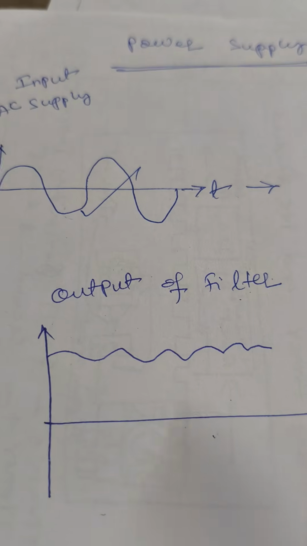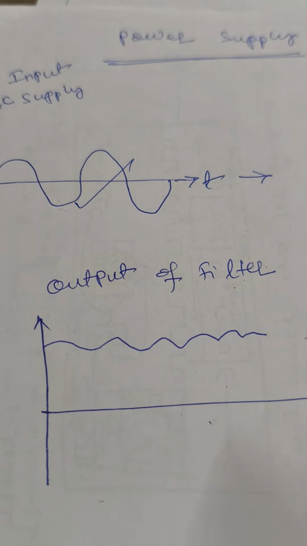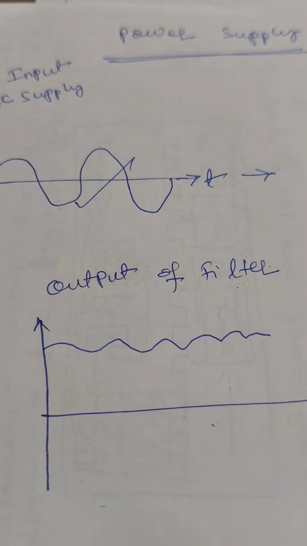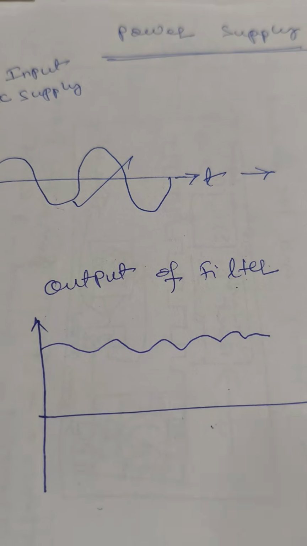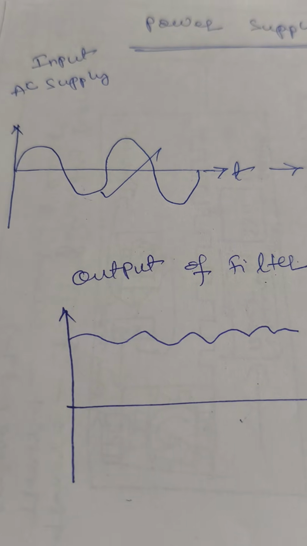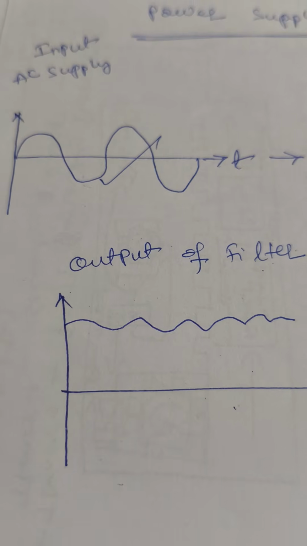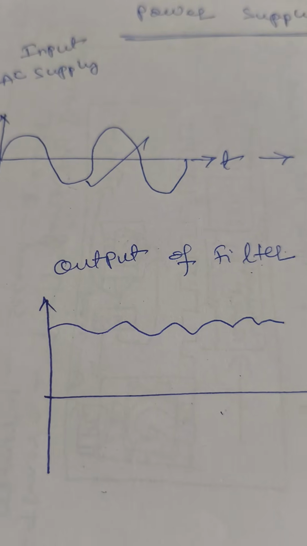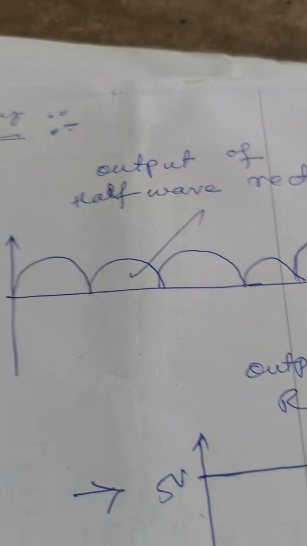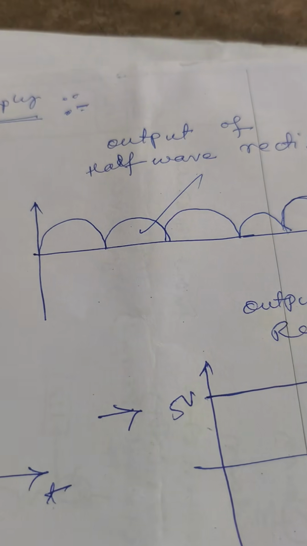Filter means we can use an inductor as a filter, or we can use a capacitor as a filter. In filters also there are two types: capacitor as a filter and inductor as a filter. Next we'll discuss that also, but before that, we'll discuss in detail about the half wave rectifier.